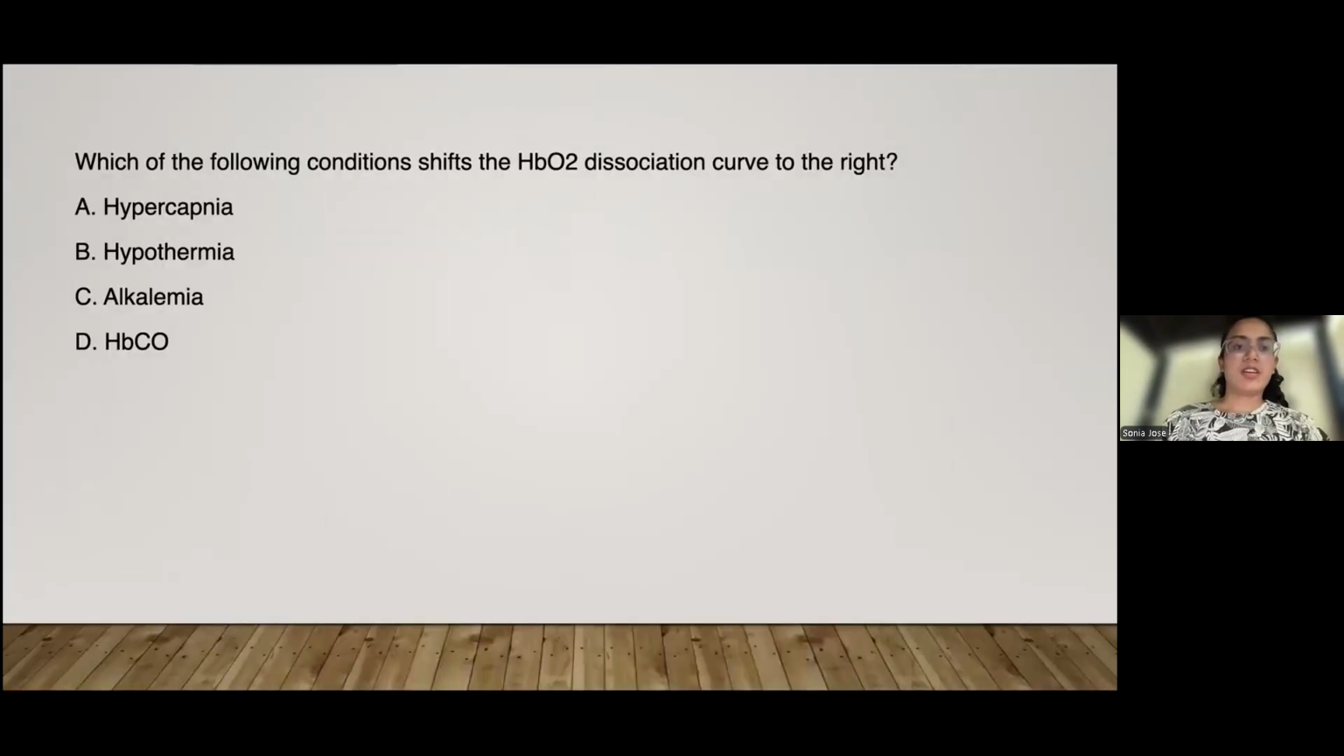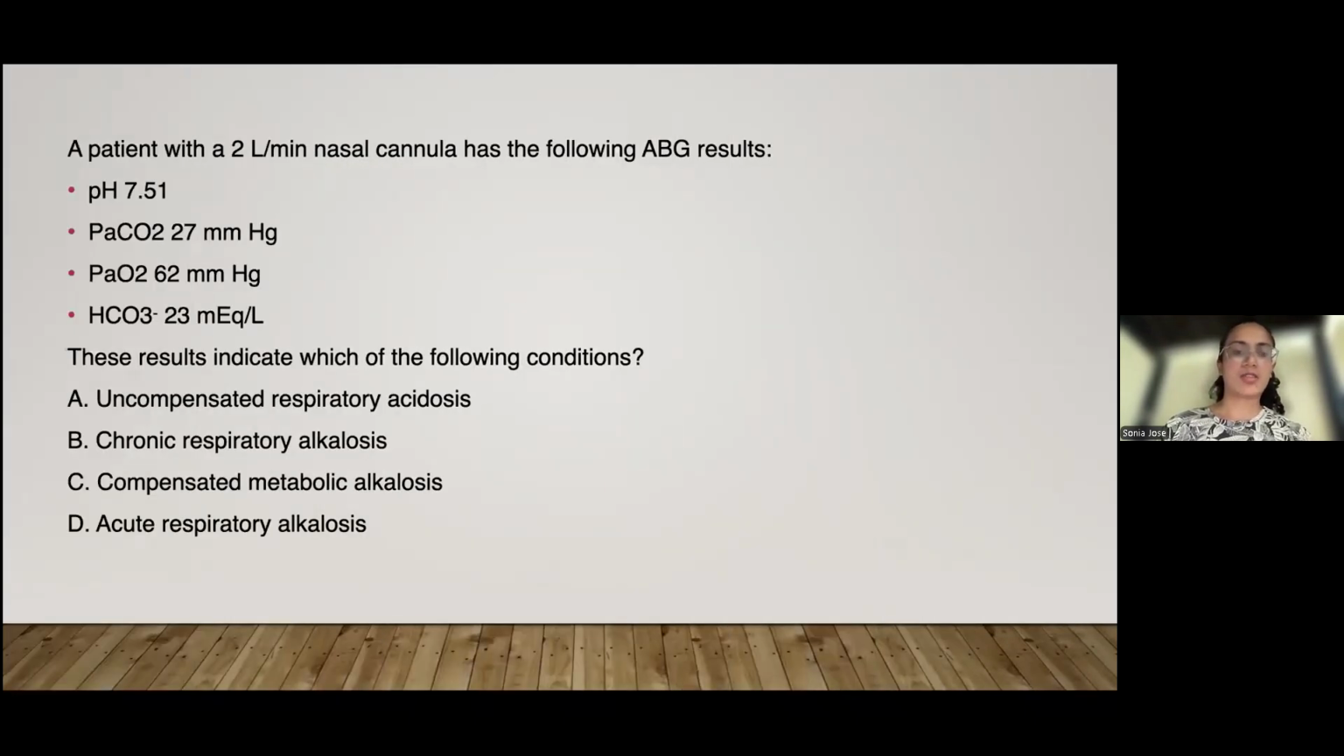Then, which of the following conditions shifts the HbO2 dissociation curve to the right? Hypercapnia. Yes, hypercapnia. And also, can you list the other factors for right shift? Acidosis. Yes. Hyperthermia. Yes. And increase in 2,3 DPG. Okay. So the next question.